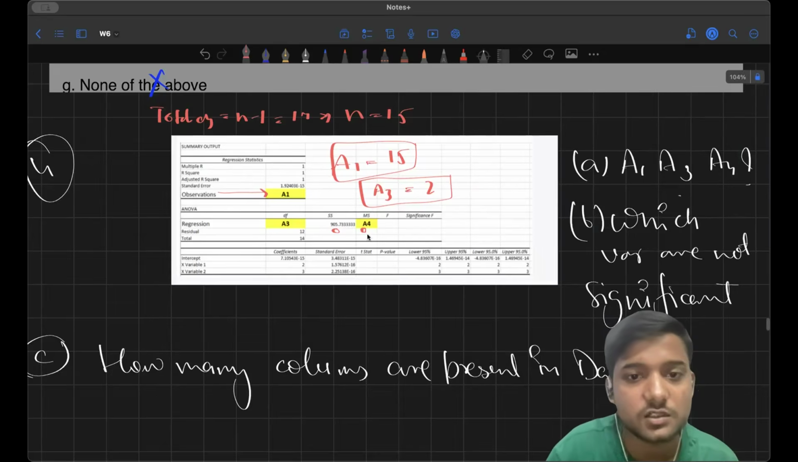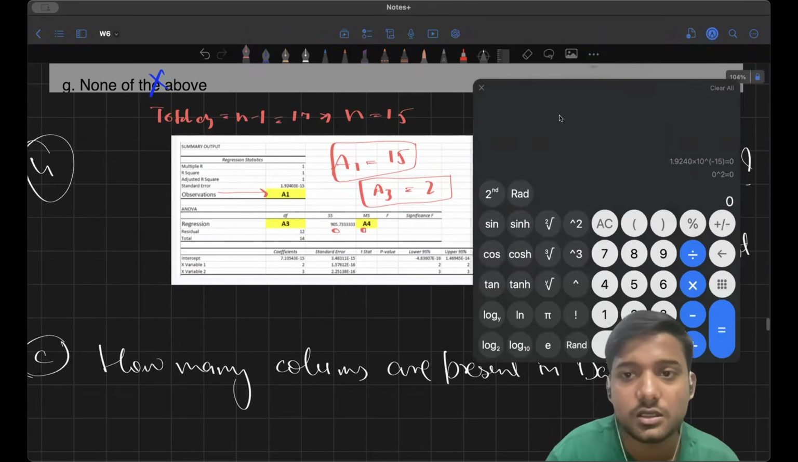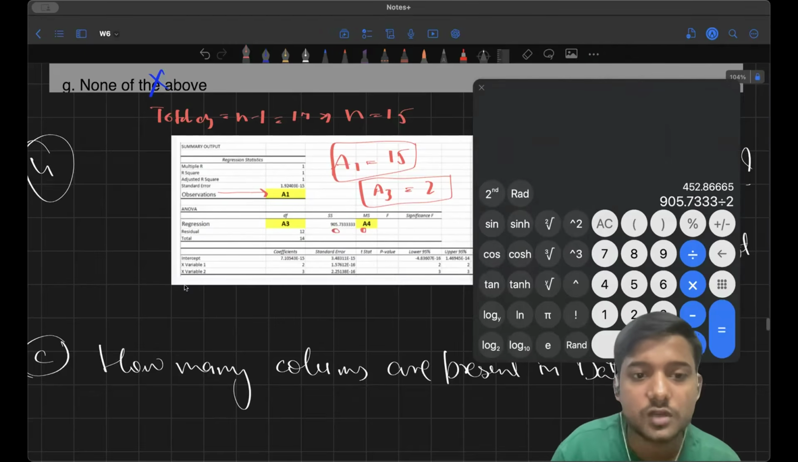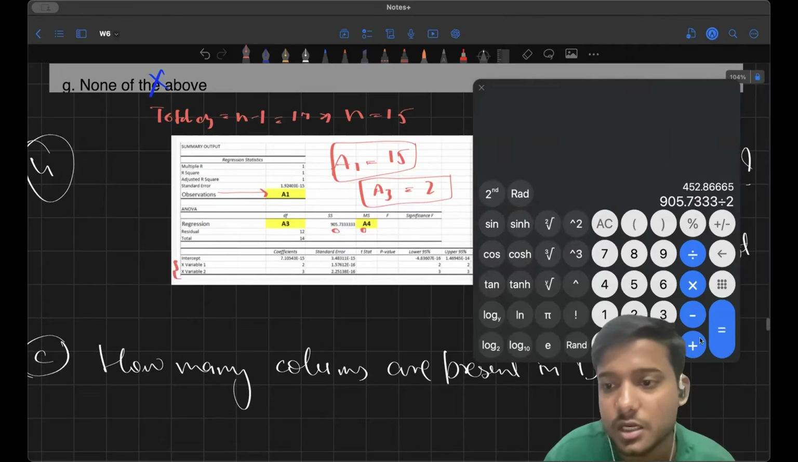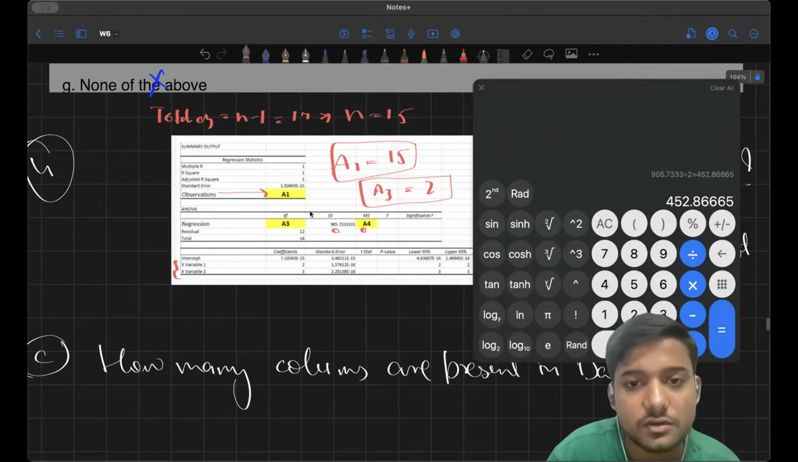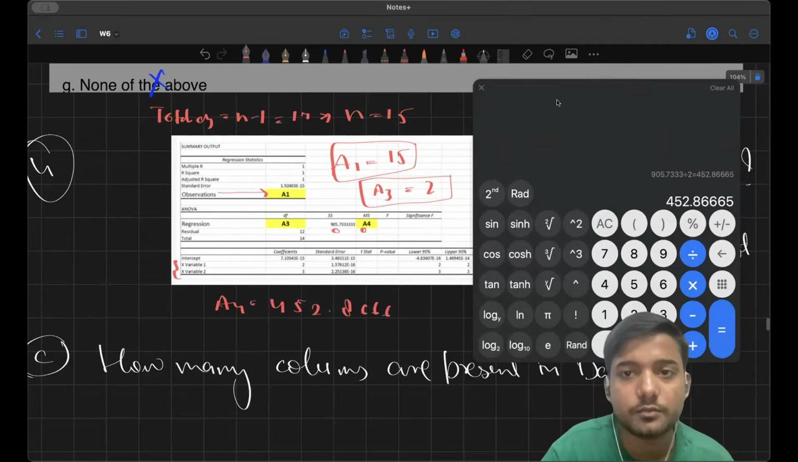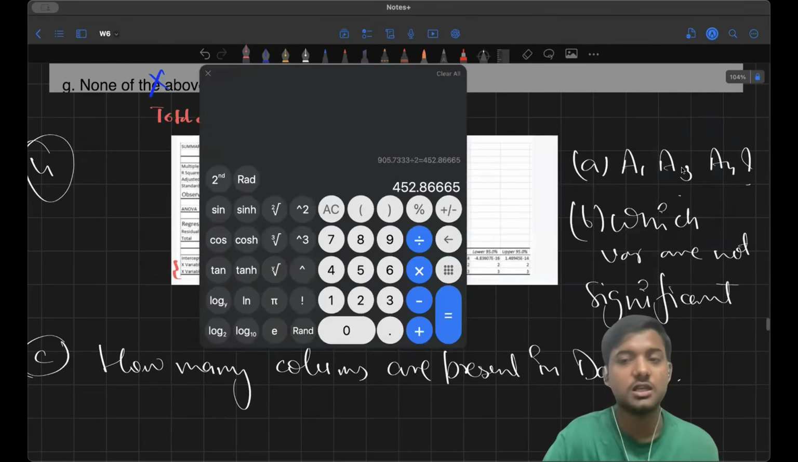We don't have the F statistic, so we can just clearly divide these two things. I don't know why I went that route. So we just want to find mean square regression, that is going to be 905.7333 divided by A3, and A3 was 2, right? You can see this from here as well, by the way, x variable 1, x variable 2. So you have two variables, that is why it will be divided by 2. I have A4 equals 452.8666. Okay. So this is how we get access to A1, A3, A4.